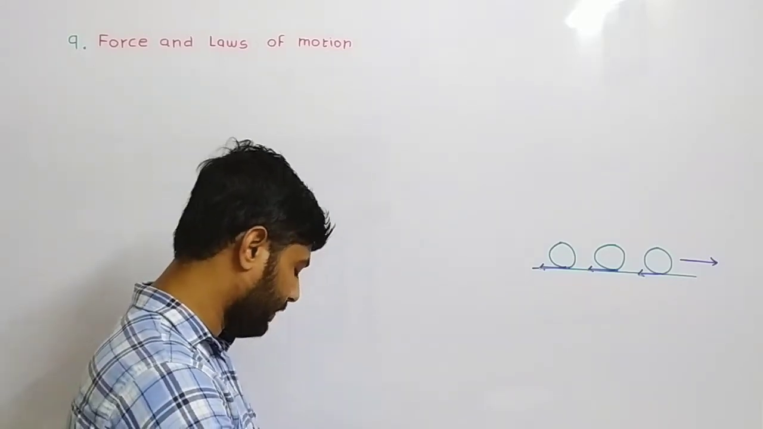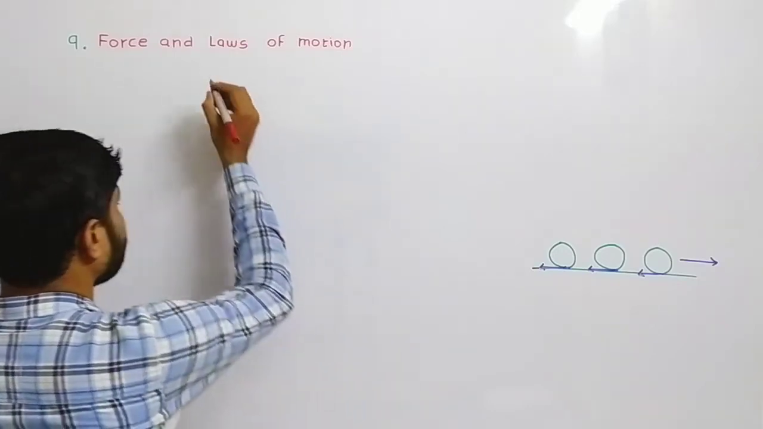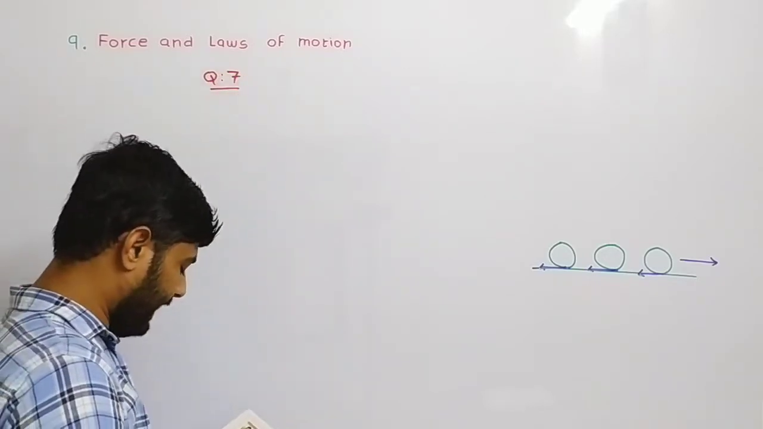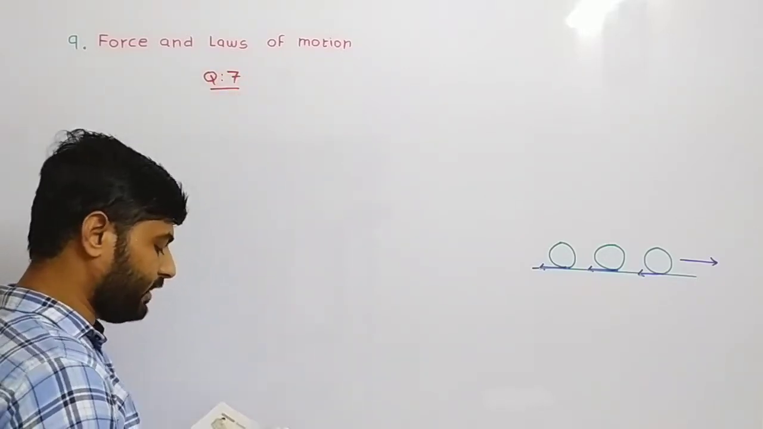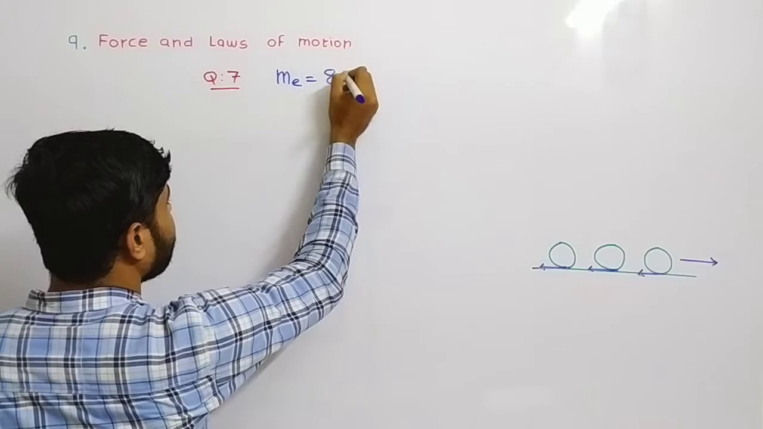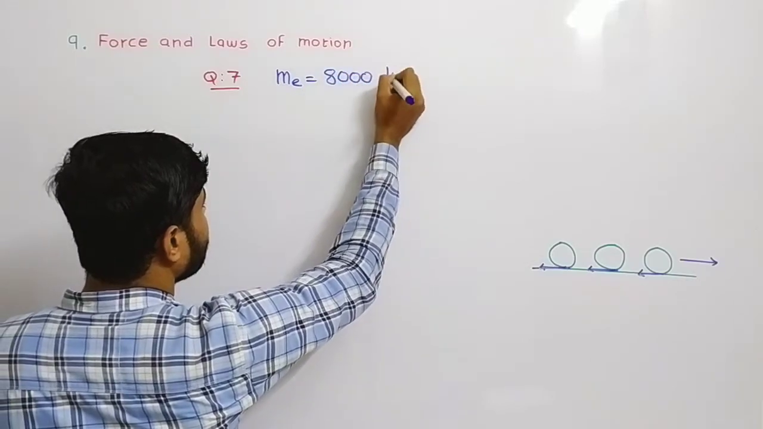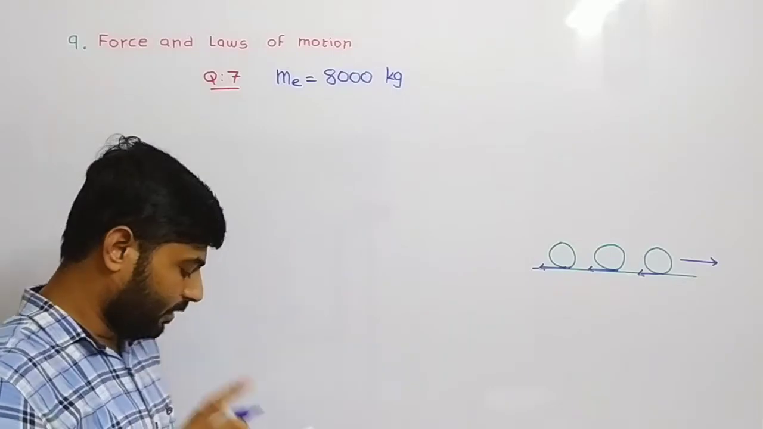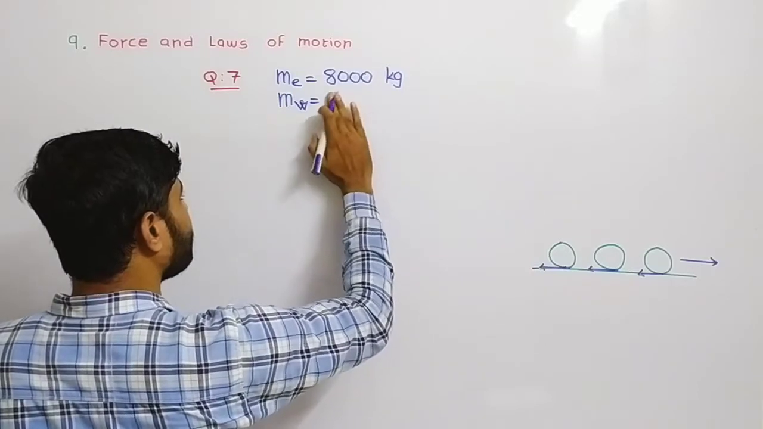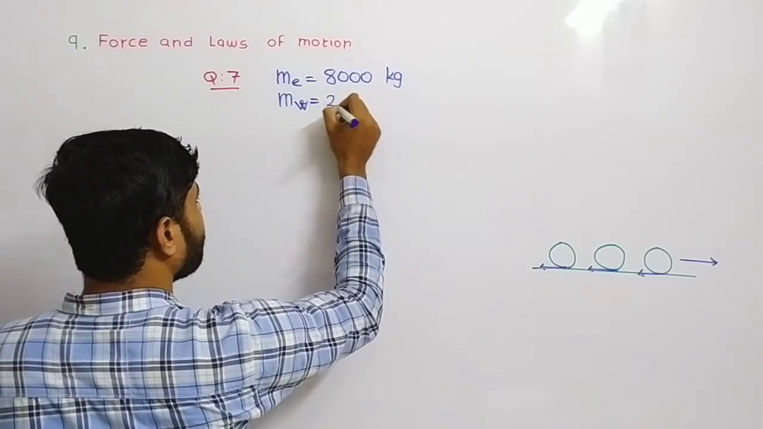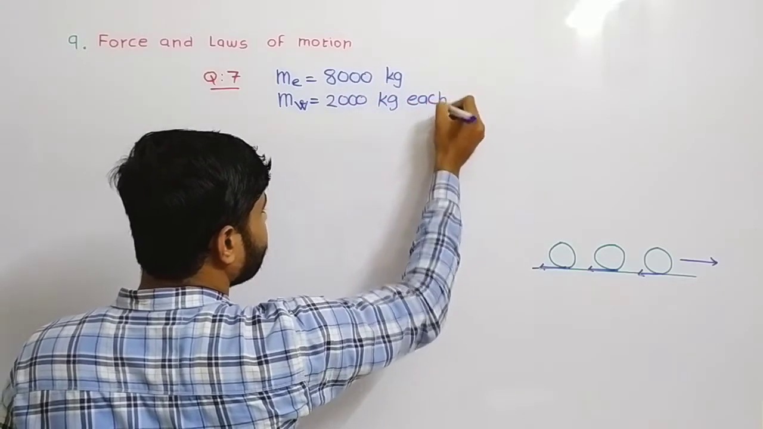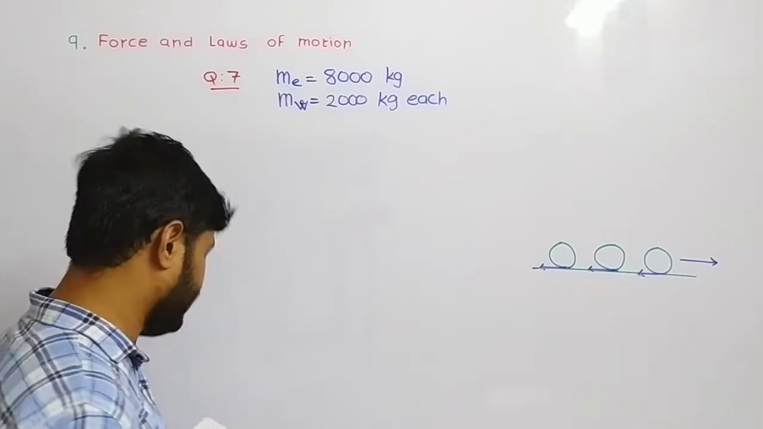So first of all, derive the data. We have question number 7 and given data. Mass of engine is equal to 8,000 kg. Mass of wagon is 2000 kg each. Each has mass 2000 kg.